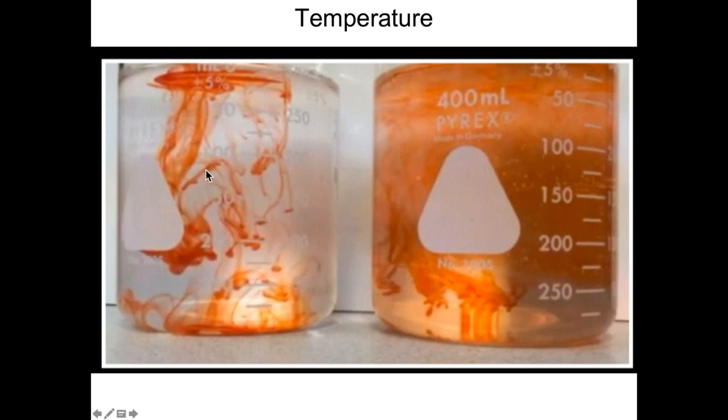So this diagram here shows 2 beakers of water. They both have the same amount of dye, but one has warm water and one has cold water. And I want you guys to pick which one you think has the cold water and which one you think has the warm water, and then I'll talk about it.